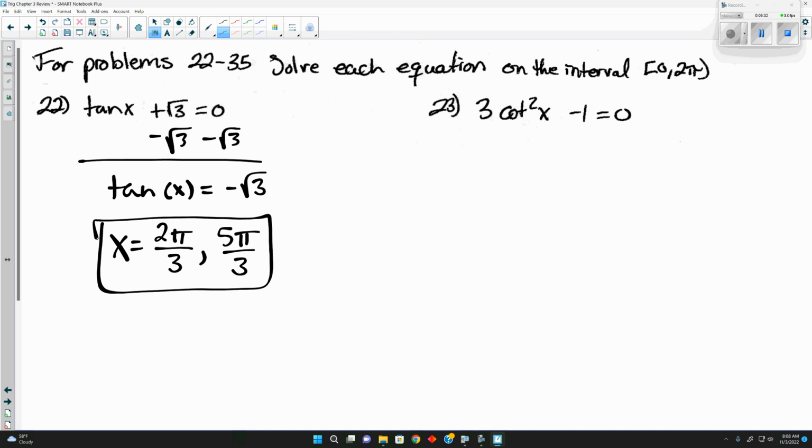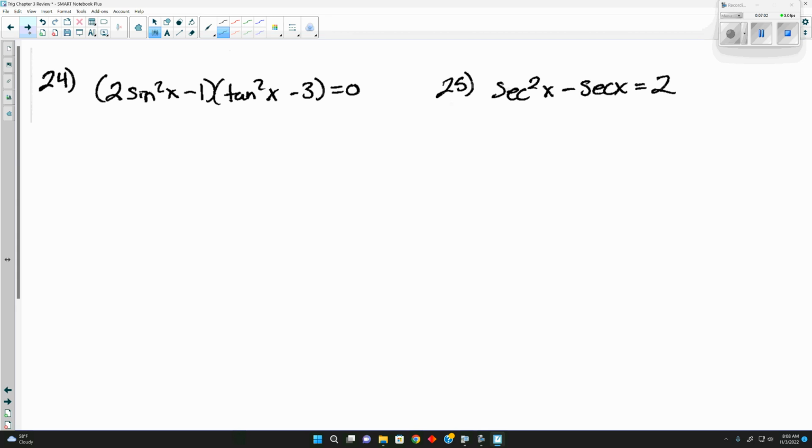Now, I will tell you this, on the test, all of them for solving are going to be between 0 and 2 pi. We're not going to have to try to remember adding 2 pi, adding pi, the range, all of that. It will be between 0 and 2 pi. Questions on either one of these here? We ready for the next ones? Any questions on 24 or 25?